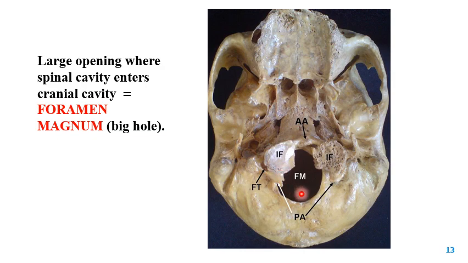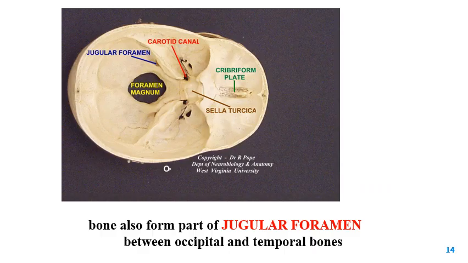What is the importance of this thing? It is a passage for your spinal cord to connect with the brain. Okay, so your spinal cord is going to come through here and is going to connect to your brain. And that is on your occipital bone. Okay. The other things that are interesting here, let's see.